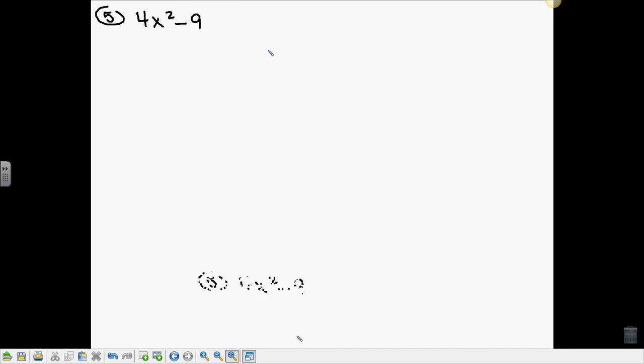This is the kind of thing you need to start recognizing. This is called a difference of squares. This is a perfect square, and this is a perfect square, and it's a difference because of a subtraction sign between them. So the shortcut is you take the square root of both of those. The square root of 4 is 2. The square root of x squared is x. The square root of 9 is 3. So if it's a difference of squares, they get different signs: 2x minus 3, 2x plus 3.